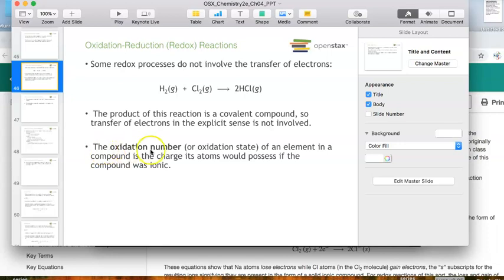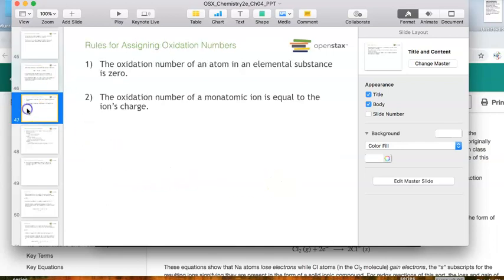The oxidation number or oxidation state of an element in a compound is the charge its atoms would possess if the compound was ionic. Here we have rules for assigning oxidation numbers. The first rule: the oxidation number of an atom in an elemental substance is 0. The second rule: the oxidation number of a monatomic ion is equal to the ion's charge.